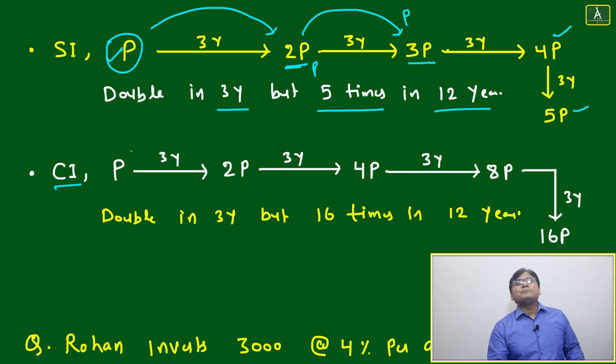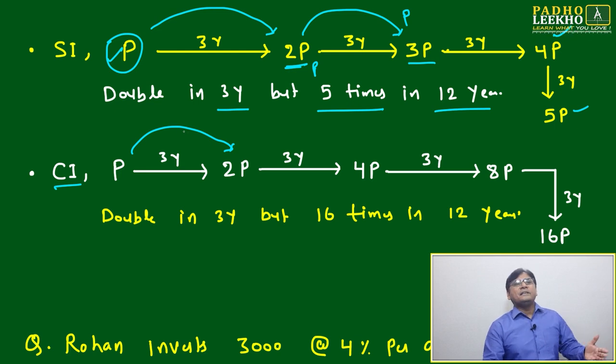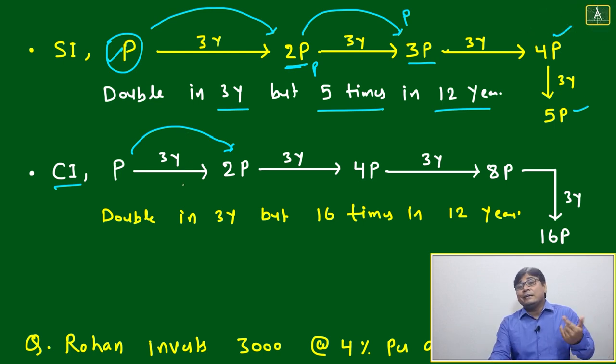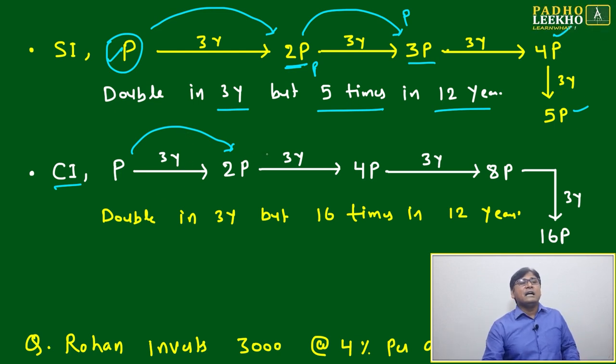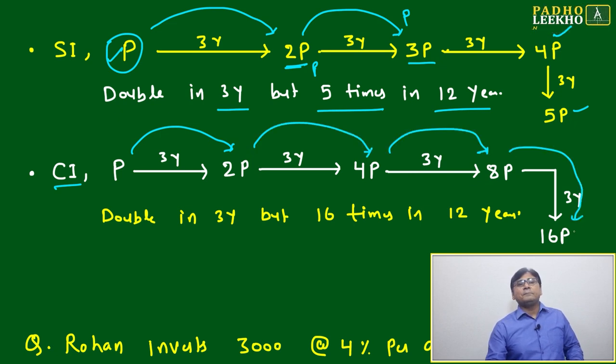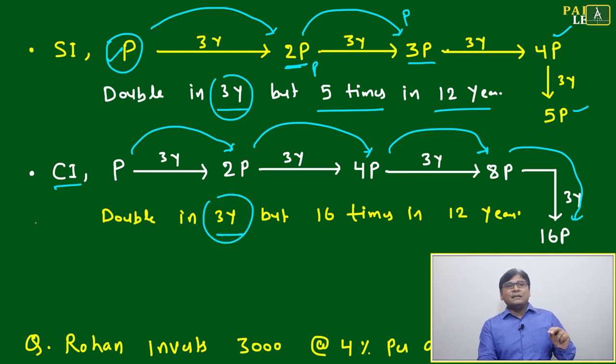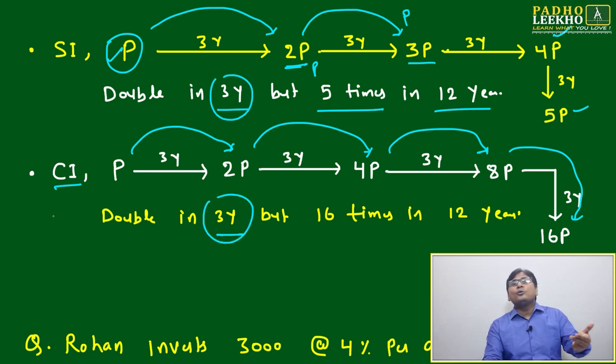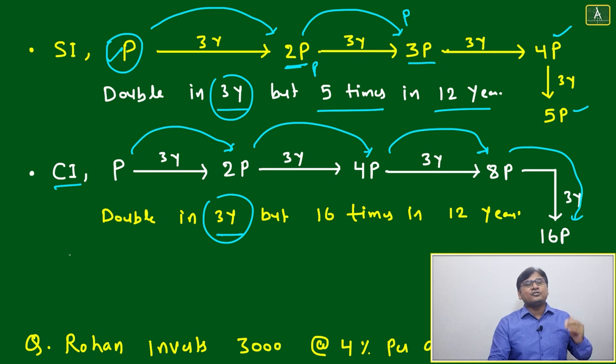CI, that is the only difference, because whatever interest you got, that will convert into principal amount. Then it will keep following the same mathematical ratio. Like P is becoming 2P, a ratio of 2 to 1, means your principal amount is converting into 2P. In 3 years, 2P will become 4P, 4P will become 8P, 8P will become 16P. Means double in 3 years is the same. In the first 3 years, both make your money double, either you put it in simple interest or compound interest.